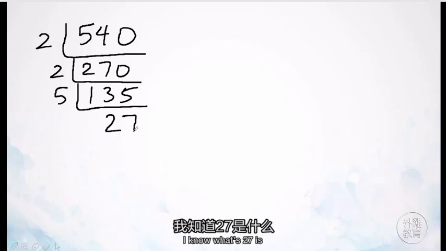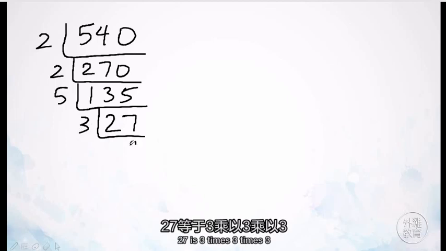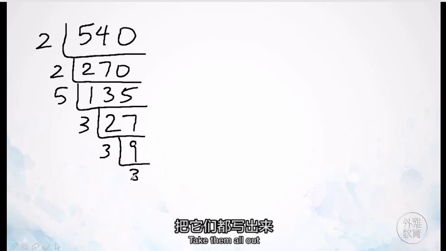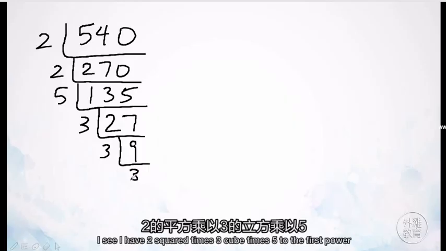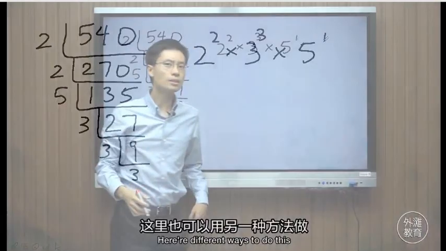That leaves 27. I know what 27 is. 27 is 3 times 3 times 3. Take them all out. And what I have now, I see I have 2 squared times 3 cubed times 5 to the first power. There are different ways to do this.